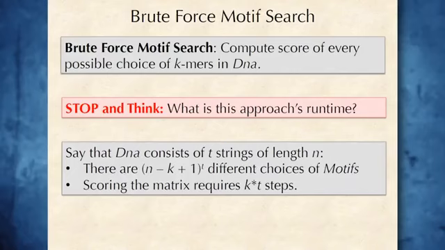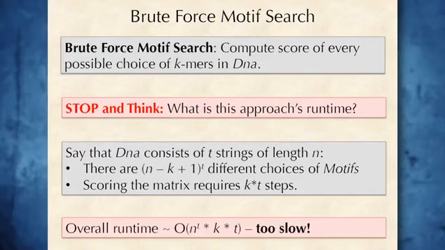Then, scoring the matrix requires k times t steps. So, assuming that k is much smaller than n, as is the case in practice, the overall running time of this approach is approximately big O of n^t times k times t. Now, the n^t term means that this algorithm is useless for practical values of n and t, and so we're going to need a faster algorithm.